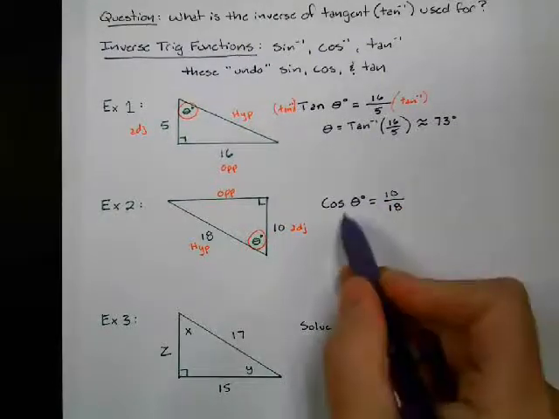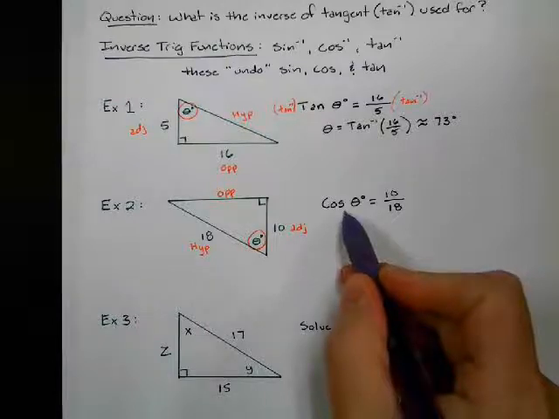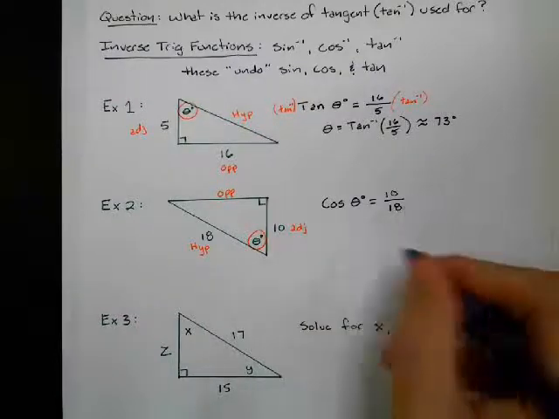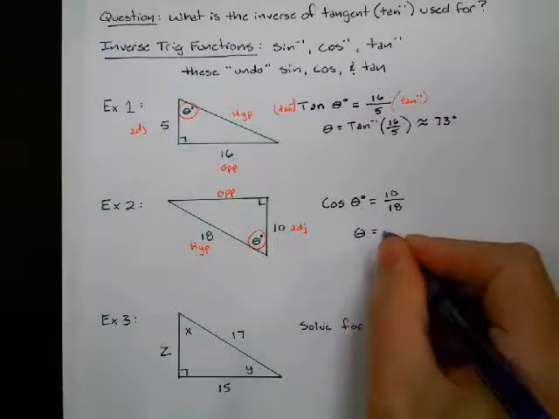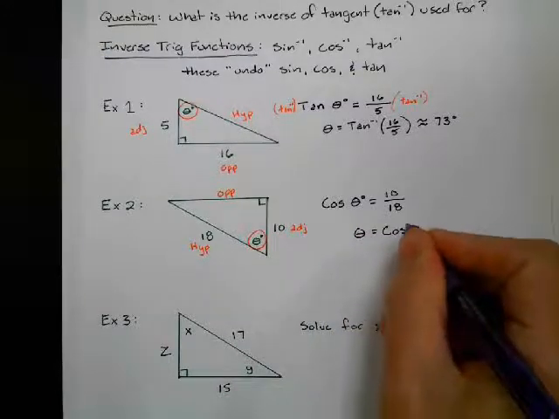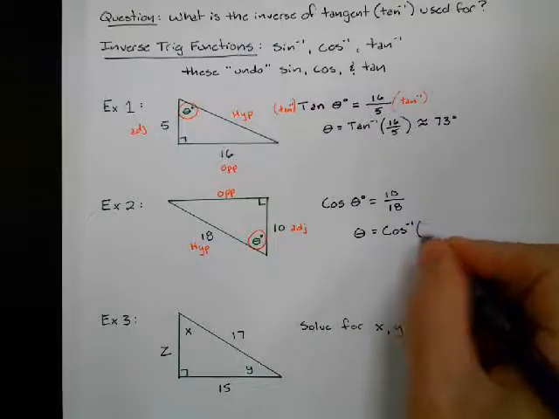Okay, I want theta by itself. So we do the inverse of cosine on both sides. So theta would be equal to inverse cosine of 10 over 18.